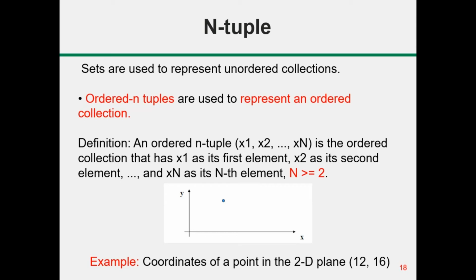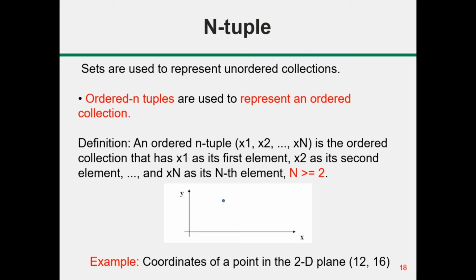Okay, but now the n-tuple, it's also called a tuple. Sets are used to represent unordered collections, and n-tuples are used to represent an ordered collection. So you can guess that if something is an ordered collection, you can say it is ordered. If it is unordered, then it is an unordered collection.